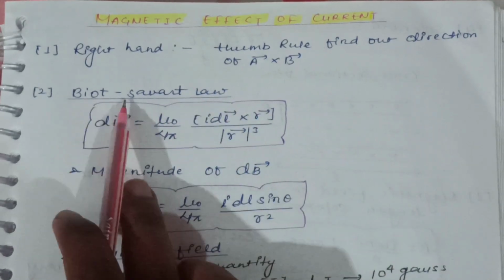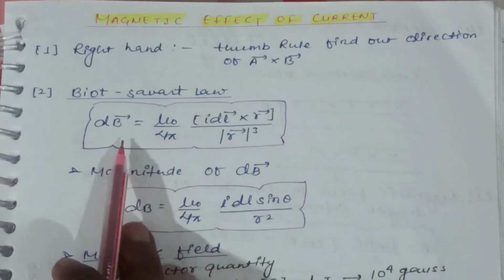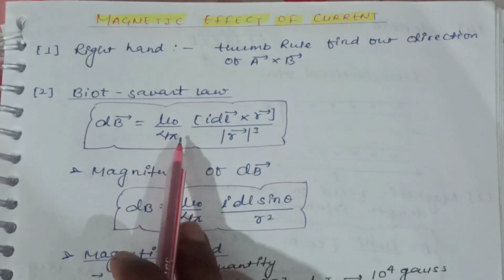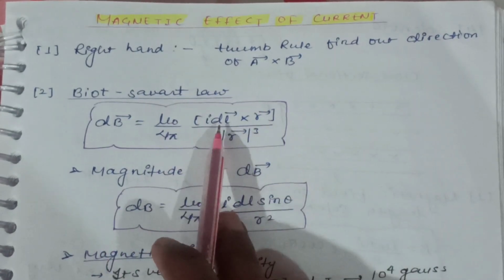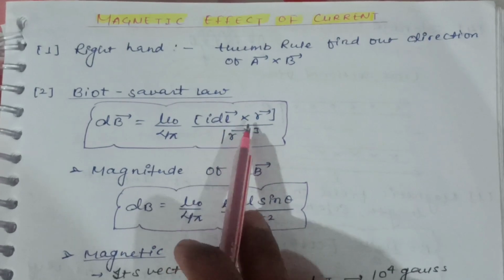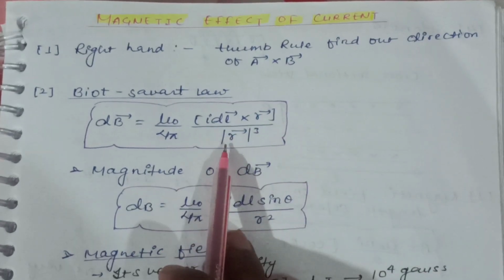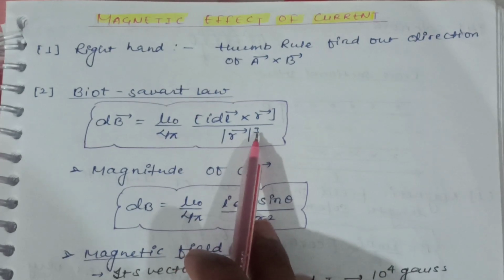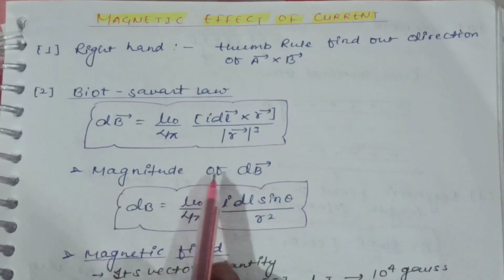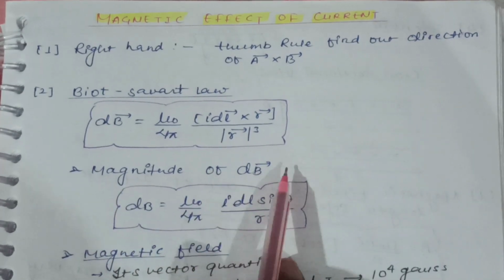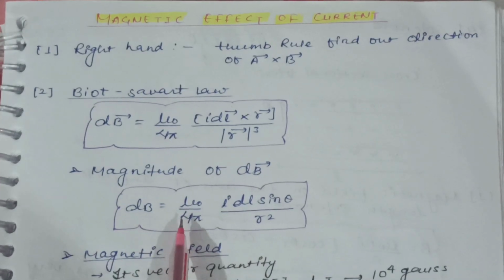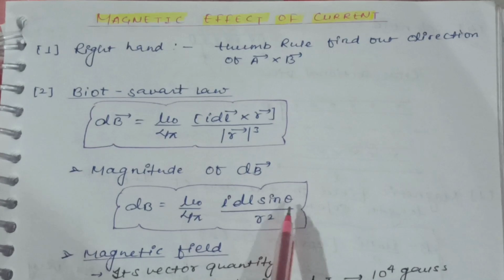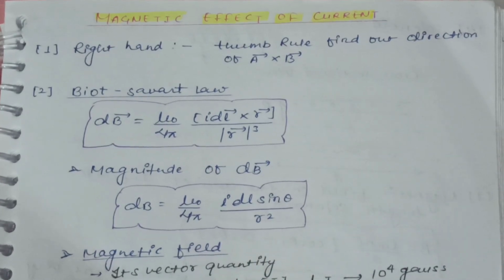Biot-Savart law. dB vector is equal to mu naught upon 4 pi, in bracket, I dL vector cross r vector upon r cubed. Magnitude of dB vector is equal to mu naught upon 4 pi, I dl sin theta upon r squared.